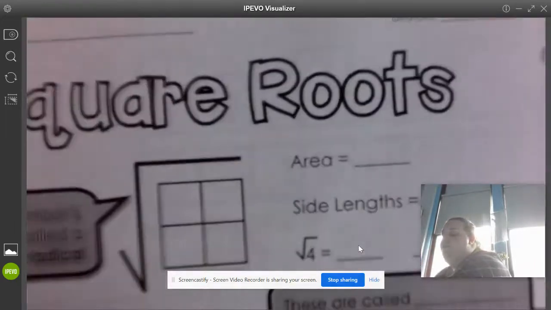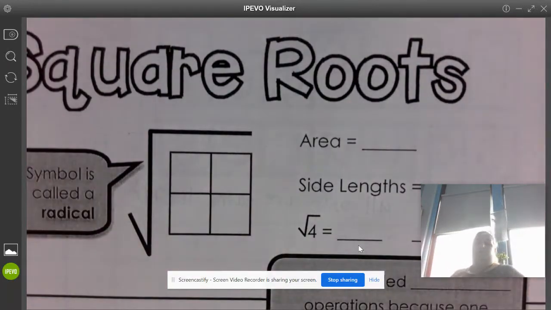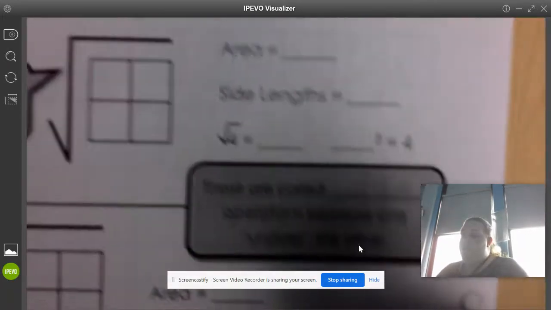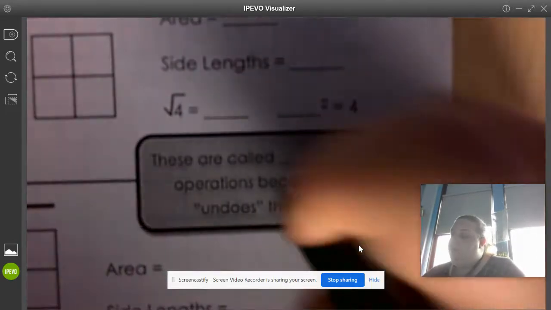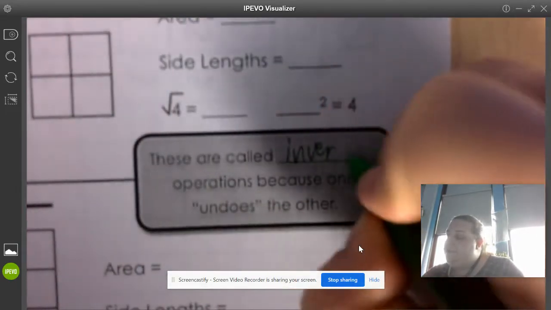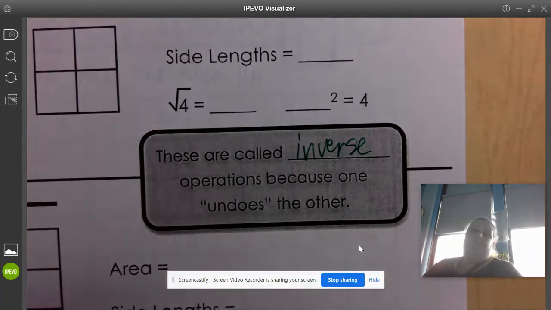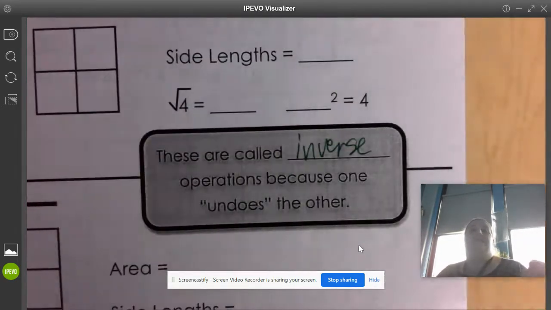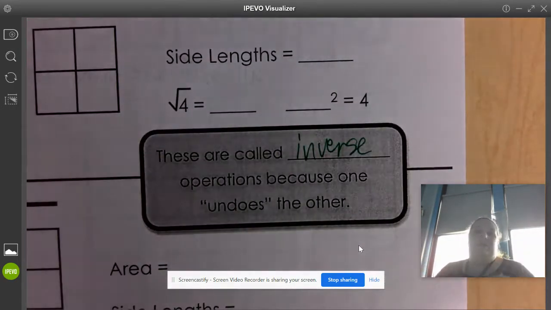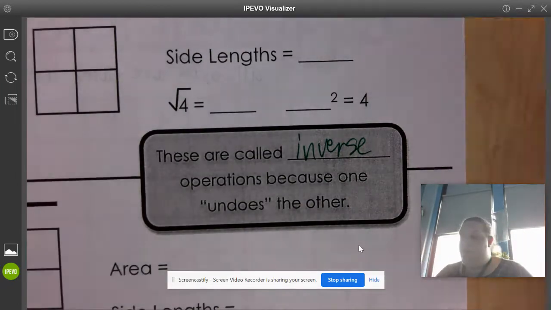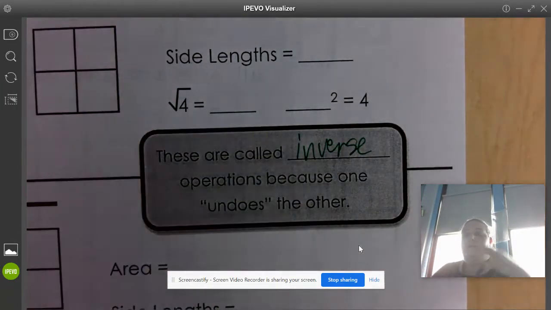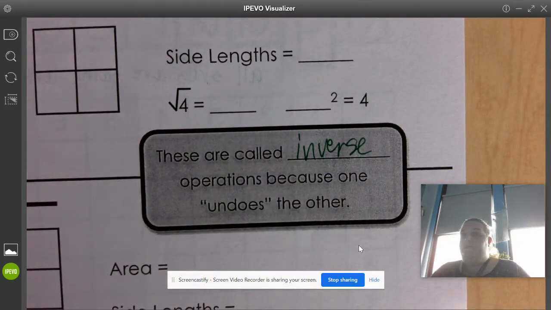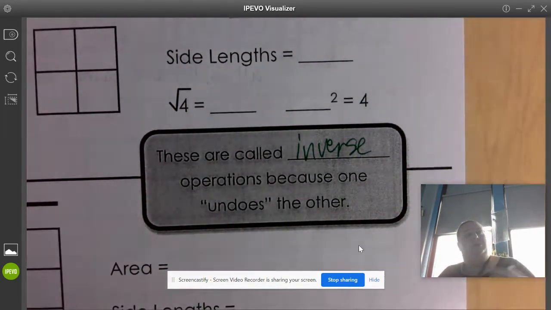Let's go ahead and flip over. That brings us to square roots. Square roots and perfect squares are called inverse operations. When you think of an inverse operation, you want to think about something like addition and subtraction, multiplication and division. They undo each other. They're inverse. So a square root is to squaring a number or perfect squares as multiplication is to division or addition is to subtraction.